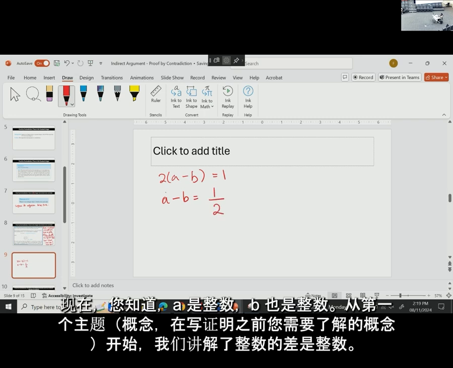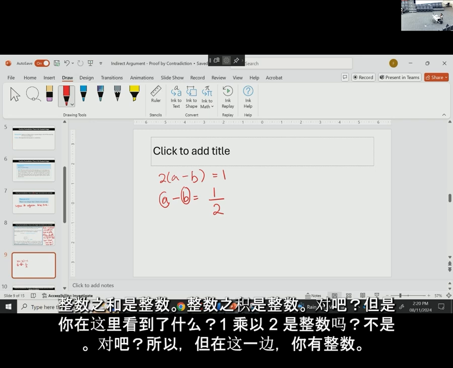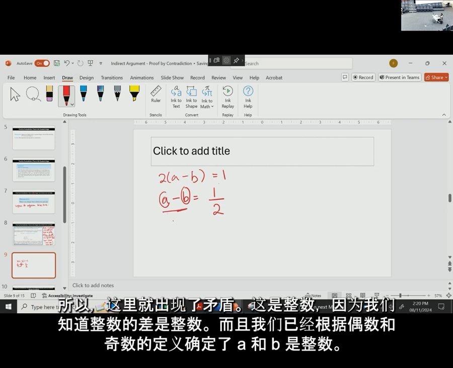Now you see, we know that a is an integer and b is an integer. From the first topic, the concepts that you need to know before writing the proof, we covered that the difference of integers is an integer. Sum of integers is an integer. Product of integers is an integer, right? But what do you see over here? Is 1 by 2 an integer? No, right? But on this side you have integers. So here you have a contradiction.